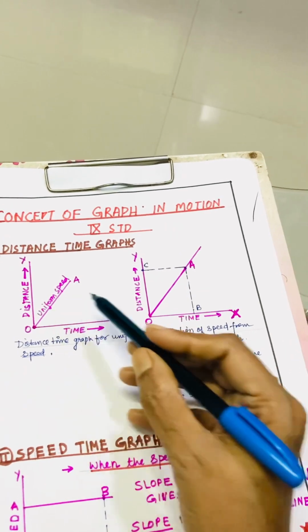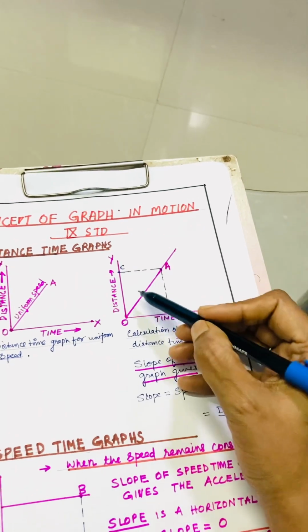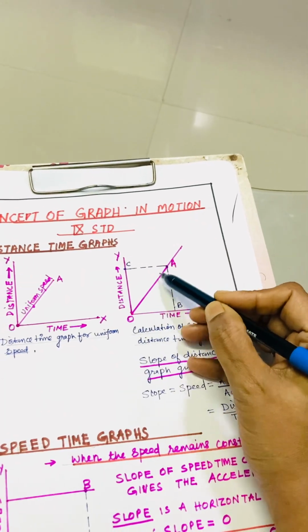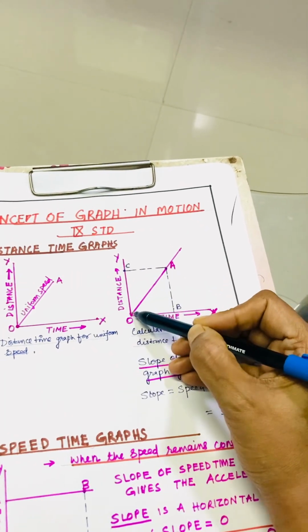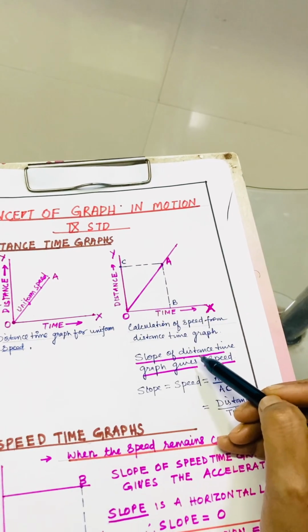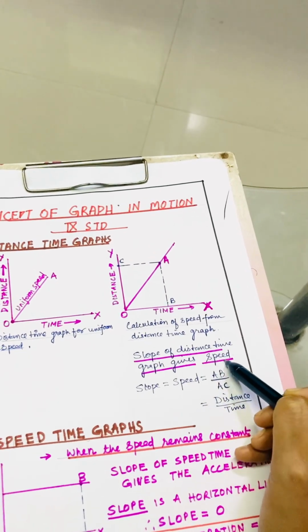Now how can this speed be calculated? We get this slope. This is the slope. And we know that the slope of the distance-time graph gives the speed.